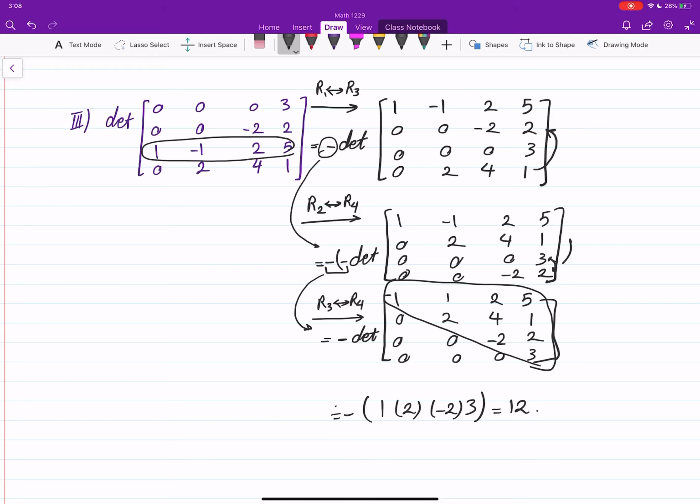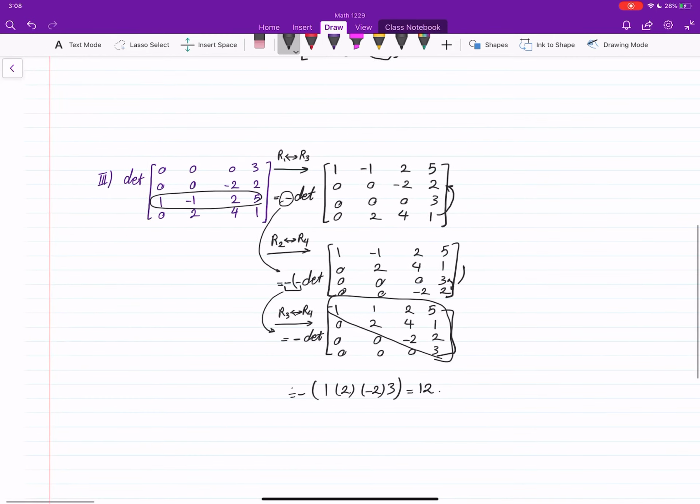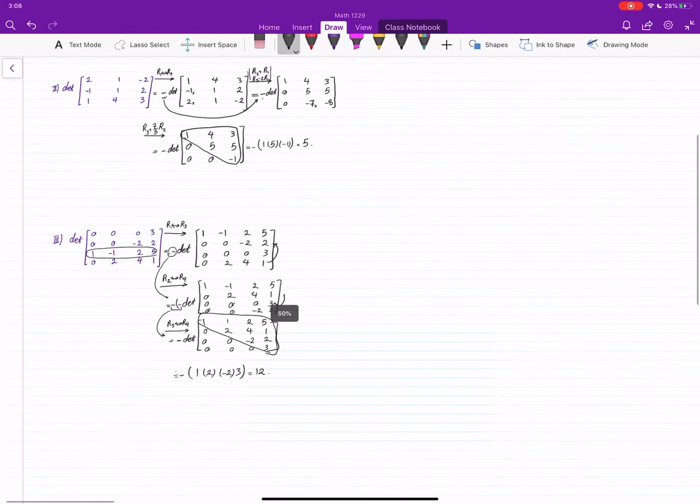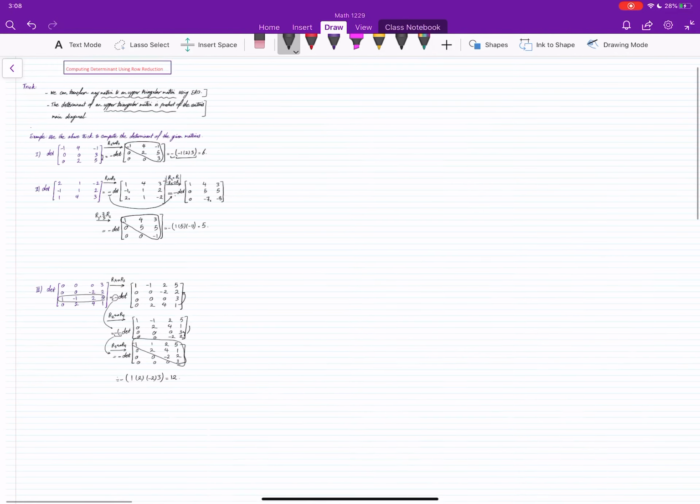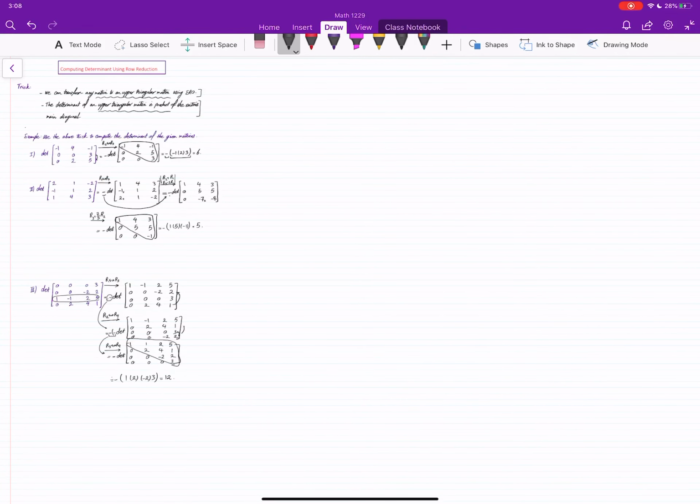Okay? And as you can see, it offers a nice way to deal with the determinant. And it's better to learn this trick too for computing the determinant of a given matrix.